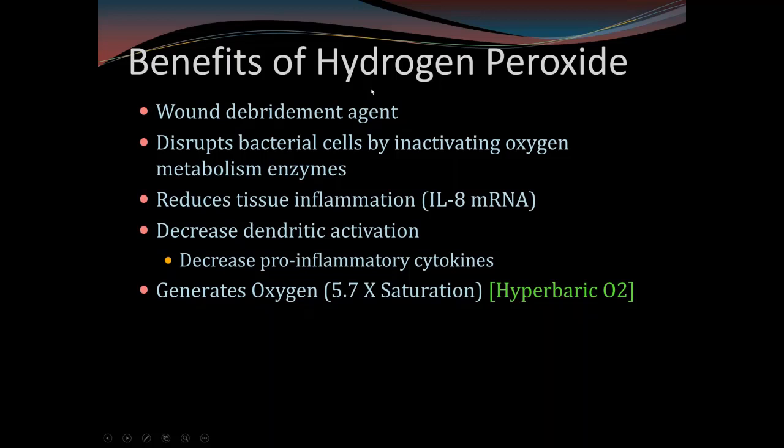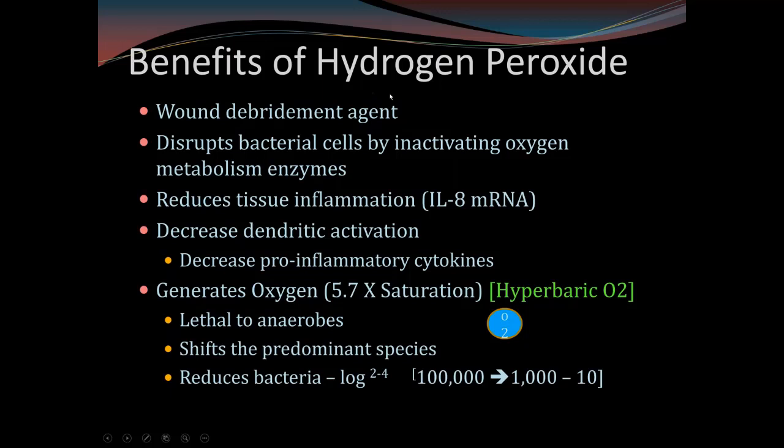Hyperbaric oxygen is lethal to your anaerobes. These are the bacteria, the red, the orange complex that have been found to cause most of the damage. So that when you introduce oxygen, you eradicate these anaerobes within 1 to 2 days. It shifts then the predominant species from those that cause disease to bacteria that you can live in a symbiotic or commensal relationship with. And it also reduces the number of bacteria. In the research that was published back in 2017, it showed the number of bacteria was reduced by a negative log 2 to 4.